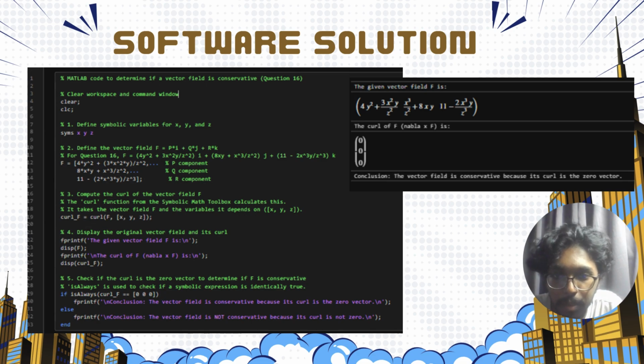Lastly, as before, I keyed in the code to check if the curl is the zero vector to determine if F is conservative or not, and to give out the statement after the calculation. This is the result. It shows the given vector field, and then the curl of F, where you can see all three values are zero. This definitely means the vector field is conservative because its curl is the zero vector.